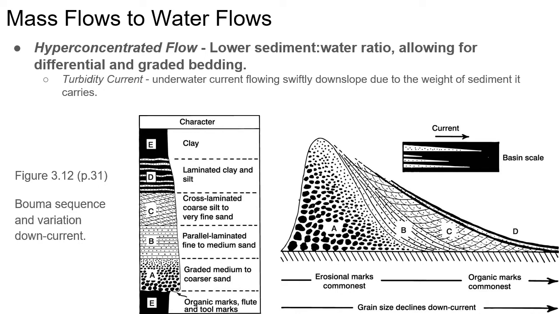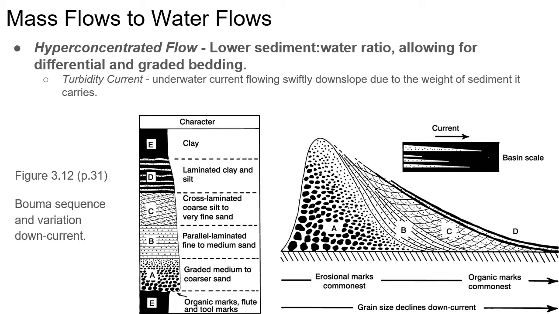The weight of the sediment then starts to fall out of suspension in reverse order. So the heaviest material falls down to the bottom first, and then we get progressively finer grain moving up. So your turbidites or turbidity sequences are an example of a hyperconcentrated flow.